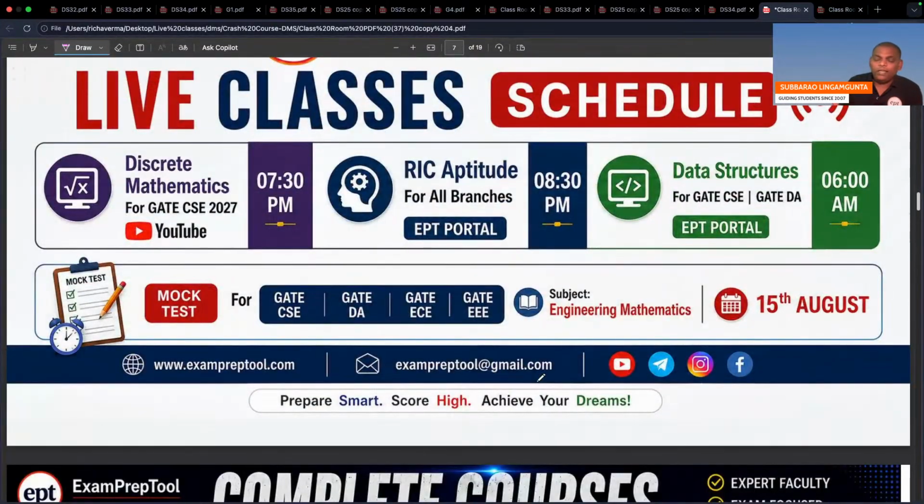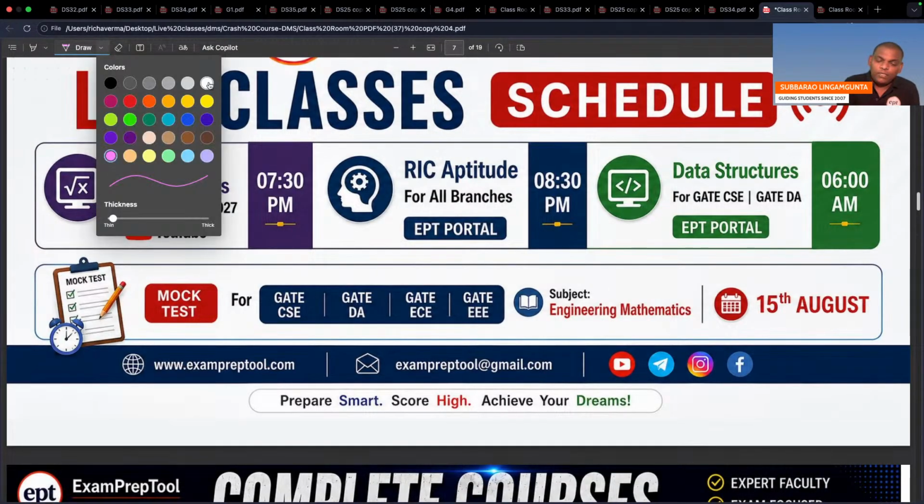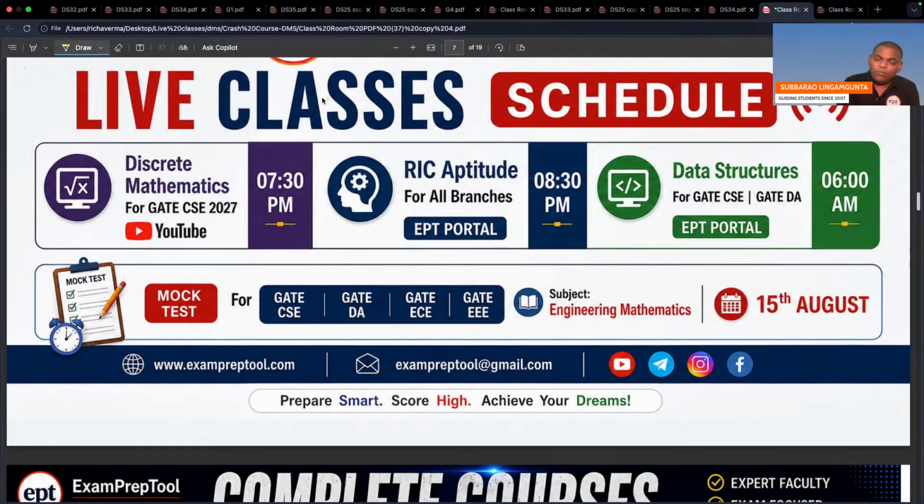So in the EPT, live classes are there, recorded classes are also there. Now live classes, 3 batches are going on. One batch for discrete mathematics is going on now. One more batch, the RIC course, is going on, where the aptitude subject for all these branches: GATE CSE, GATE DA, GATE ECE, and GATE EEE.